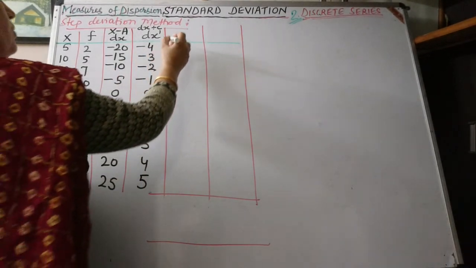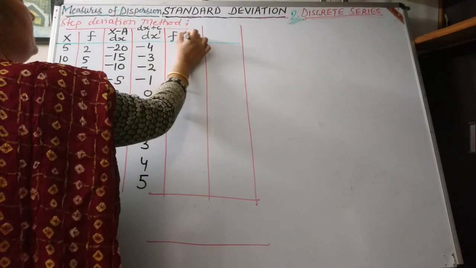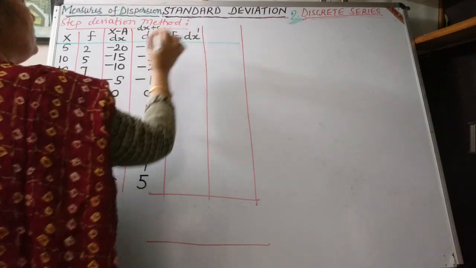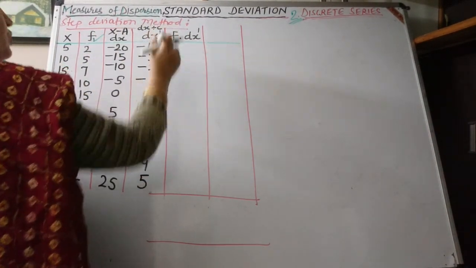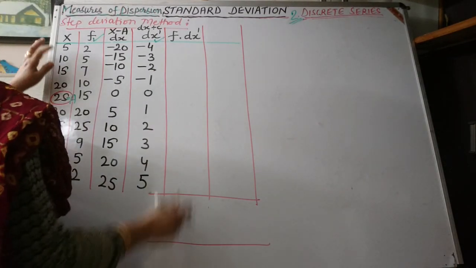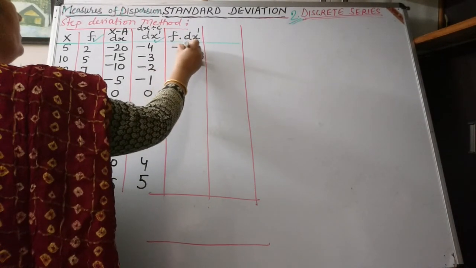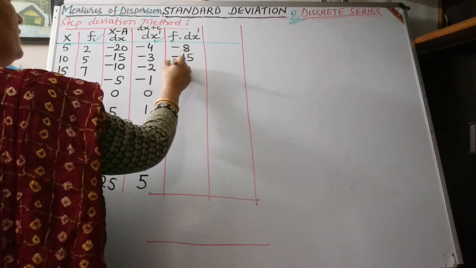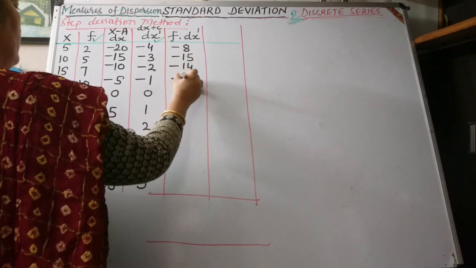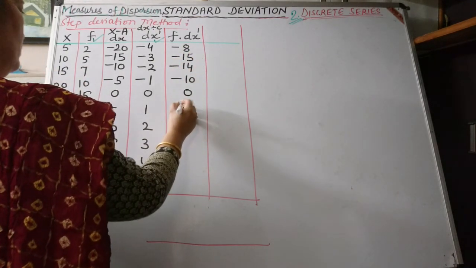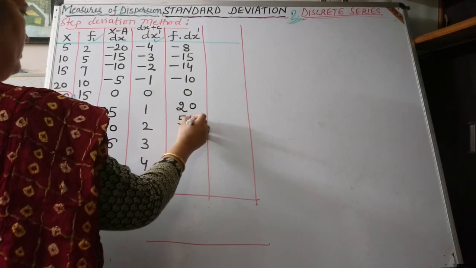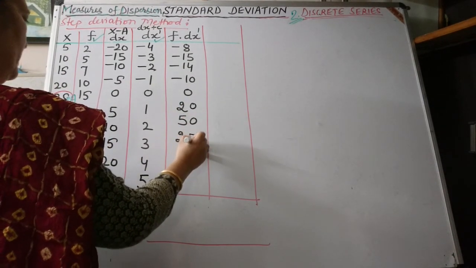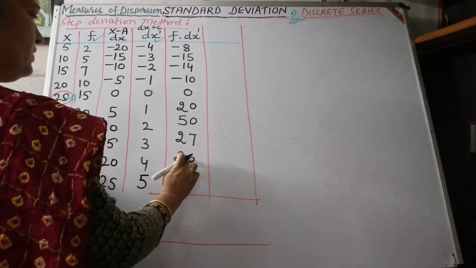Then let us calculate frequency multiplied by dx dash. Frequency and dx dash both will be multiplied: minus 8, minus 15, minus 14, minus 10, 0, 20, 50, 27, 20 and the last one is 10.